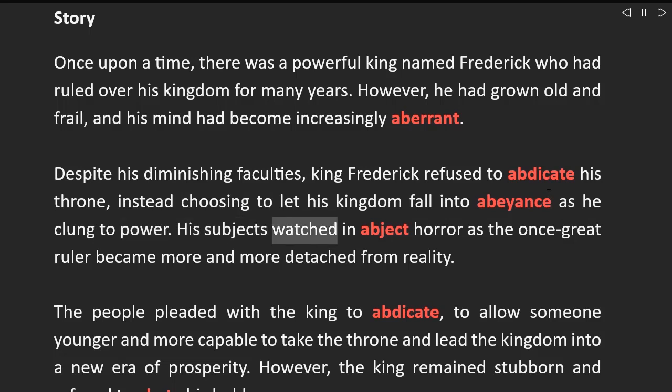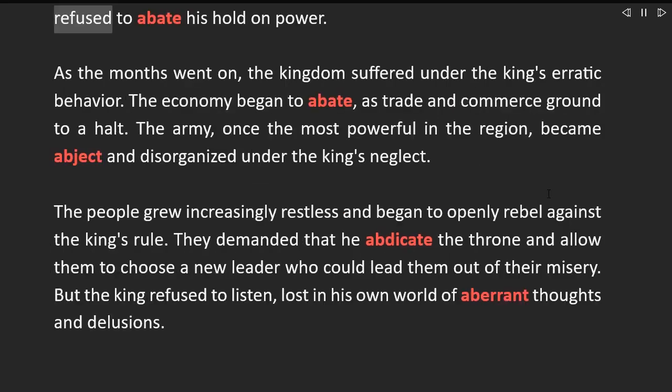His subjects watched in abject horror as the once great ruler became more and more detached from reality. The people pleaded with the king to abdicate, to allow someone younger and more capable to take the throne and lead the kingdom into a new era of prosperity. However, the king remained stubborn and refused to abate his hold on power.